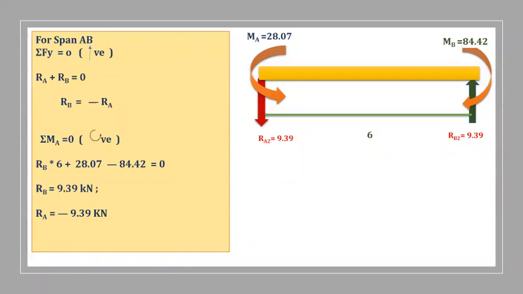So any doubts in the support reactions? Till now we have not calculated the final support reaction. So these belong to only the support moments, support reactions. Don't confuse: RA plus RB equal to 0, not 28 and 84. Those are moments. In the equation sigma Fy, upward side forces equal to the downward side forces.